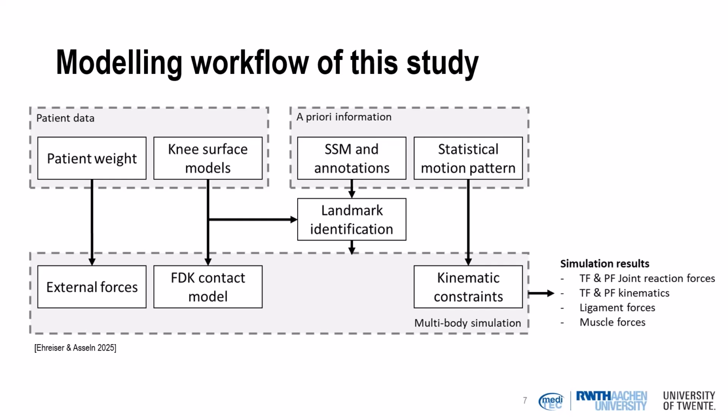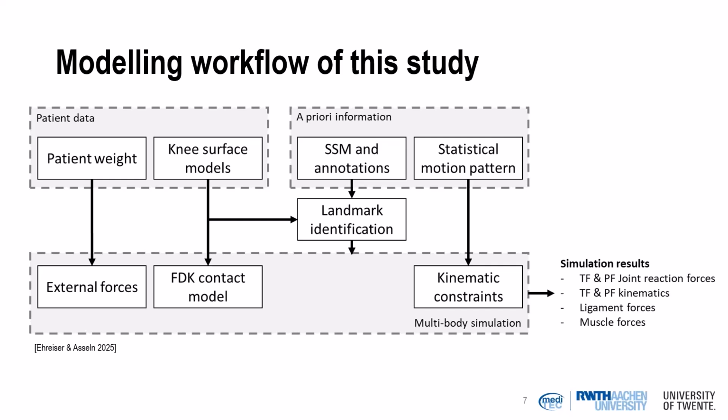But now let's take a bit of a closer look and dive into the modeling workflow we applied in our paper. It's a slightly different arrangement, but similar steps. So we have initial patient data, the anthropometrics, for example, patient weight, and we can get knee surface models, and let's just presume for now that they are given, because the segmentation can be nowadays easily solved.